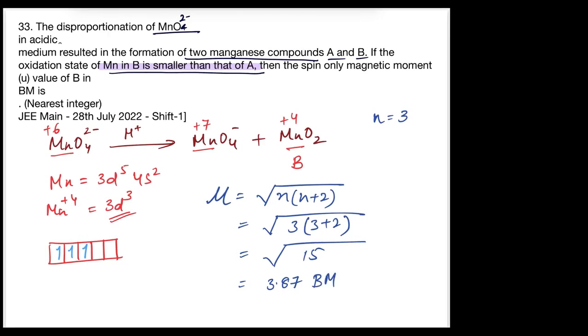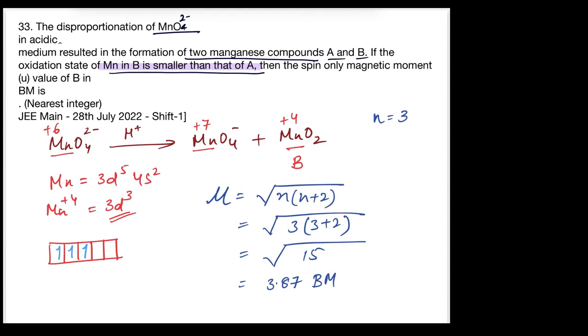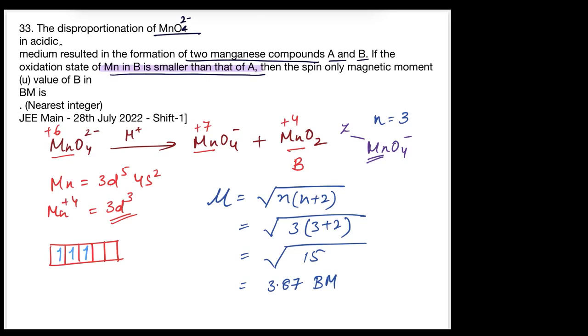Now how to find the oxidation state of manganese? If you want to find the oxidation state of manganese in MnO4 minus, then just assume that the oxidation state of manganese in MnO4 minus, let it be Z. Now there is only one atom of manganese, so 1 into Z plus 4 atoms of oxygen, 4 into -2, and this is equal to -1. Total charge on the ion is -1. So Z minus 8 is equal to -1. From this the value of Z is equal to +7.